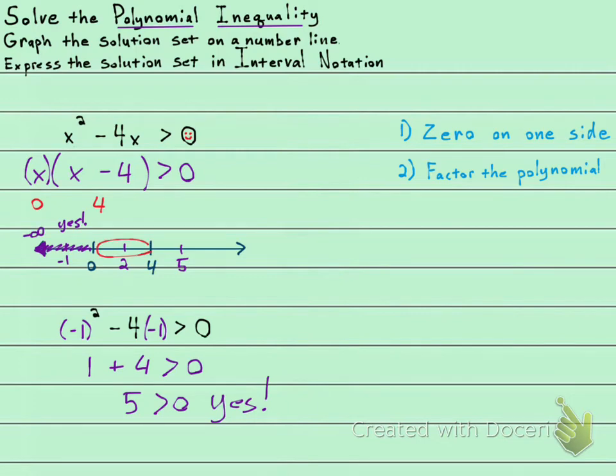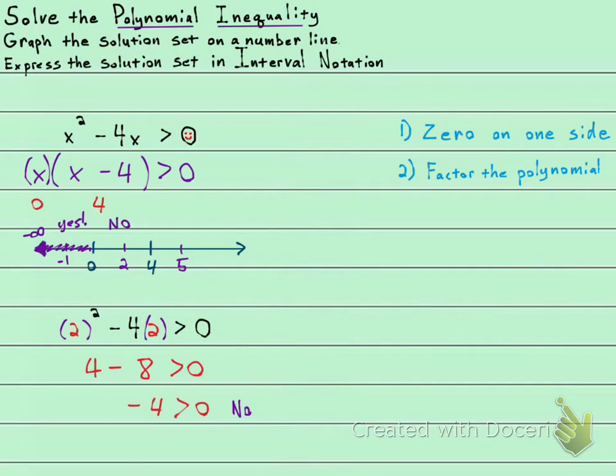Let's test this interval right here, in between 0 and 4. I'm going to use the number 2, and that's going to tell me if it's a yes or a no. Everywhere I had an x, I'm going to plug in a 2. 2 squared is 4. Minus 4 times 2 is 8. 4 minus 8 is -4. Is -4 greater than 0? Answer is no. So this is a no, and I'm not going to shade any part of this interval right here.